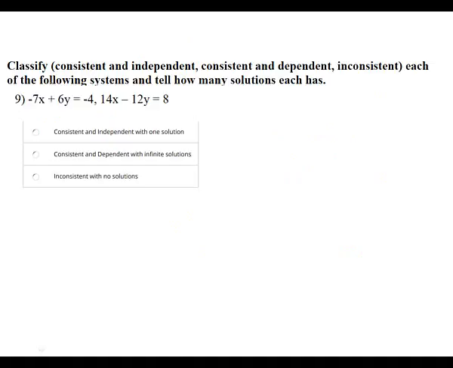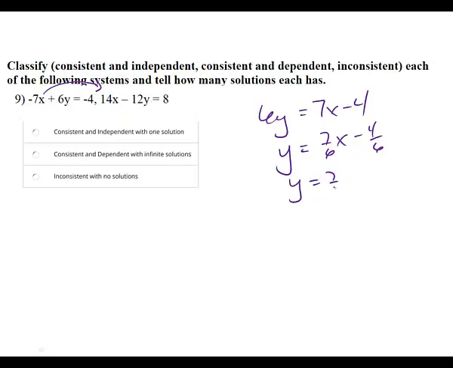So this one right here, classifying again, I'm going to get y by itself. So what do I do with this negative 7 to move it? Add it. So we've got equals 7x minus 4, and then what do I do with the 6? Divide. So 7/6x minus 4/6. I don't really care about reducing it too much. Well, maybe. Let's reduce it, see what happens. 7/6x minus what? 2 over 3. All right, now I'm going to take the 14 and move it. How do we move the 14?